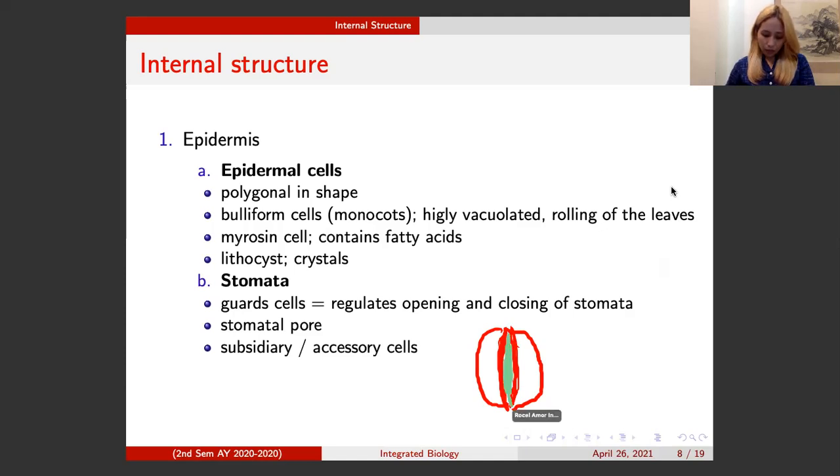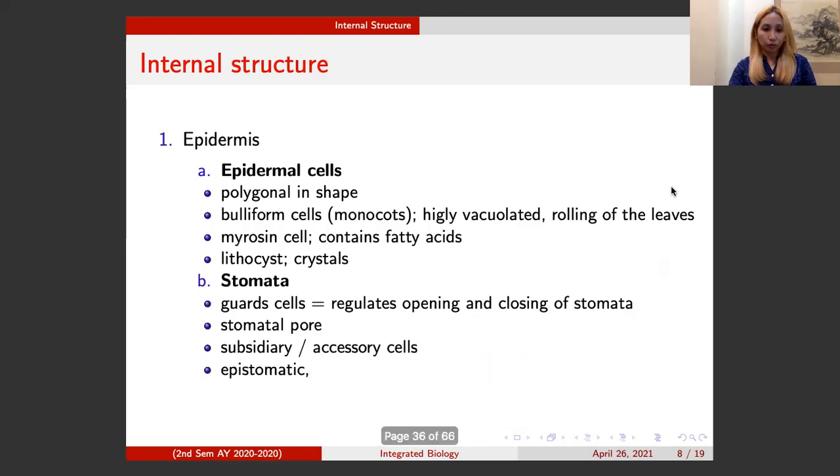Okay, and then in different species, there are different numbers of subsidiary or accessory cells. Subsidiary or accessory cells will normally be found flanking your stomates. Some of them have two on each side. Others have four, where you can find two more subsidiary cells along those areas. Different types of stomates are actually classified according to the number of subsidiary cells that they have. That would be supplemented in your laboratory.